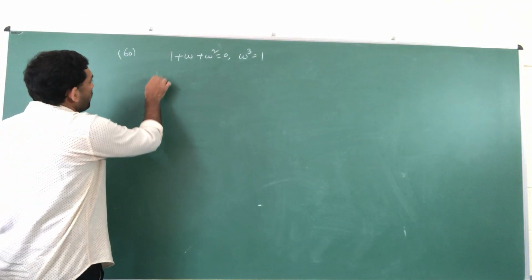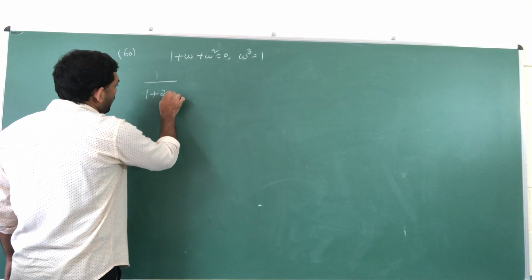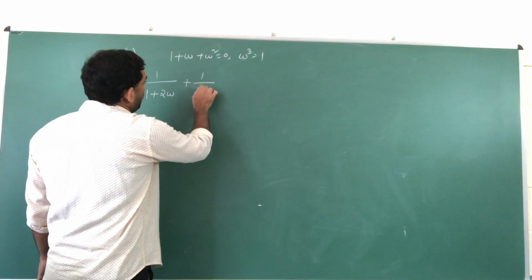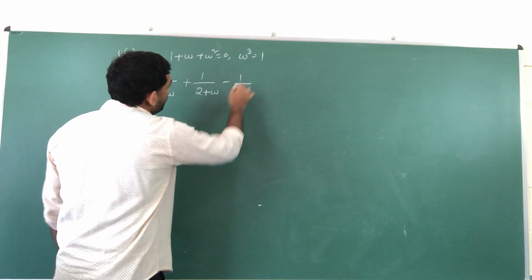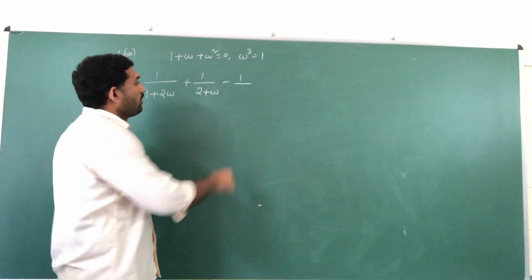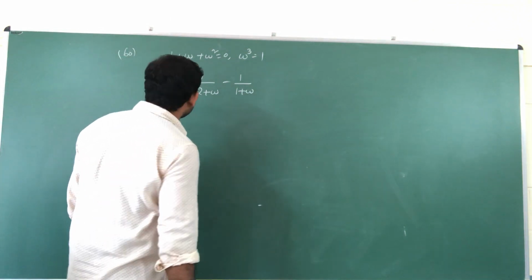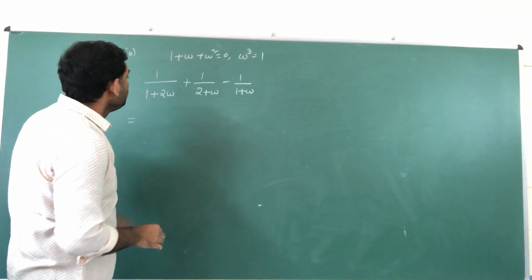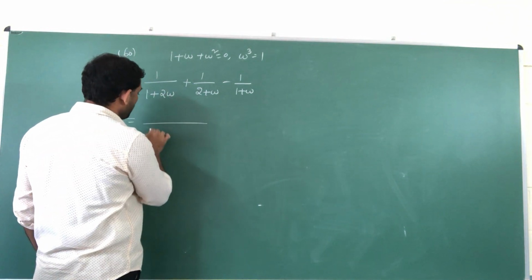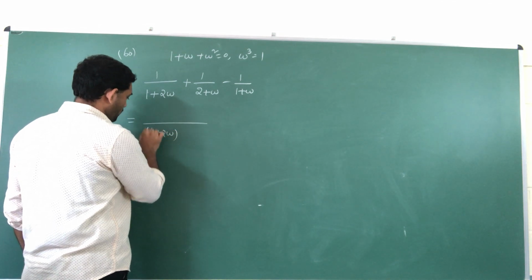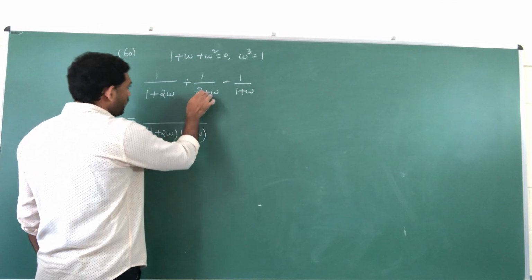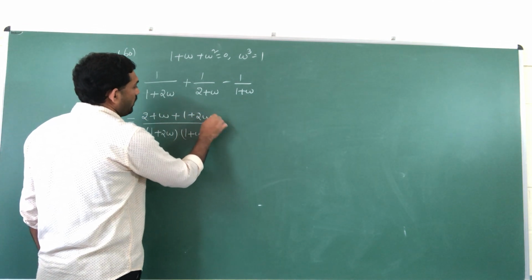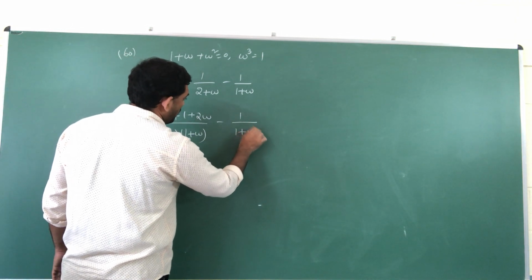1 by 1 plus 2 omega, plus 1 by 2 plus omega, minus 1 by 1 plus omega. So do this simplification. First do these two. First take the LCM of these two: 1 plus 2 omega and 2 plus omega, then cross multiply.